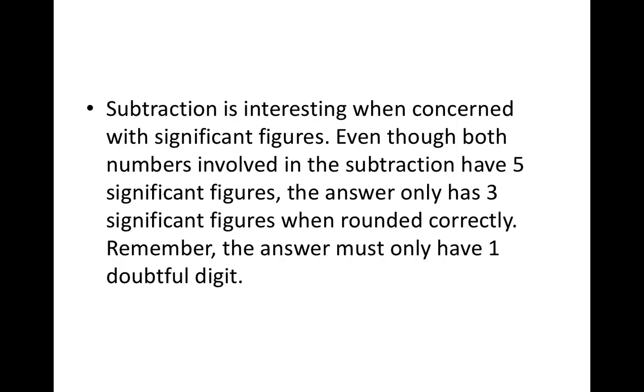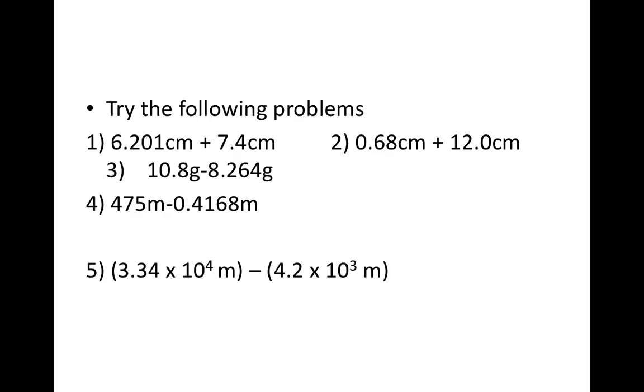Subtraction is interesting when concerned with significant figures. Even though both numbers involved in the subtraction have 5 sig figs, or significant figures, the answer only has 3 significant figures when rounded correctly. Remember, the answer must only have one doubtful digit. So try the following problems on your own. Pause the video now and give it a try on a separate piece of paper.